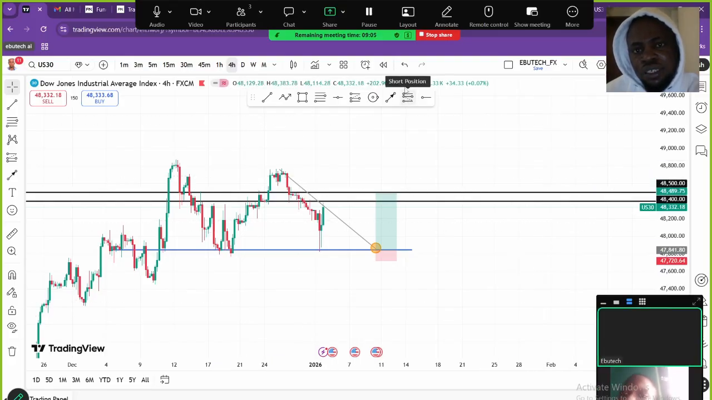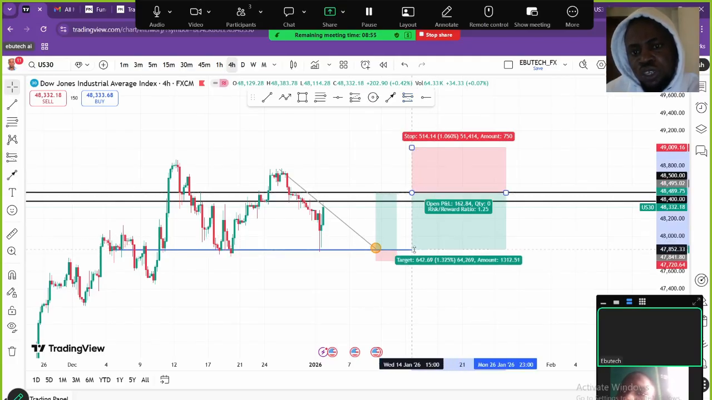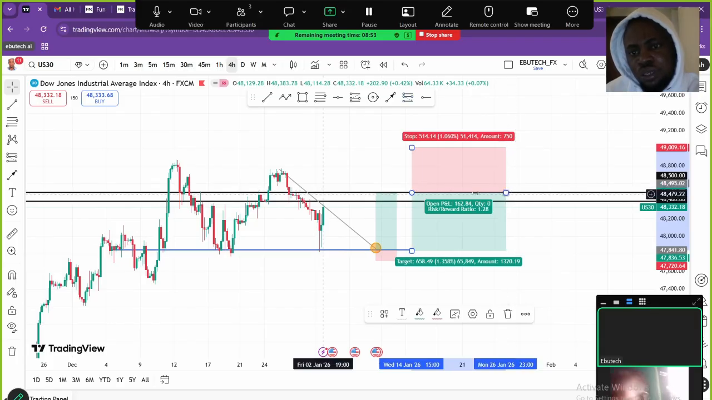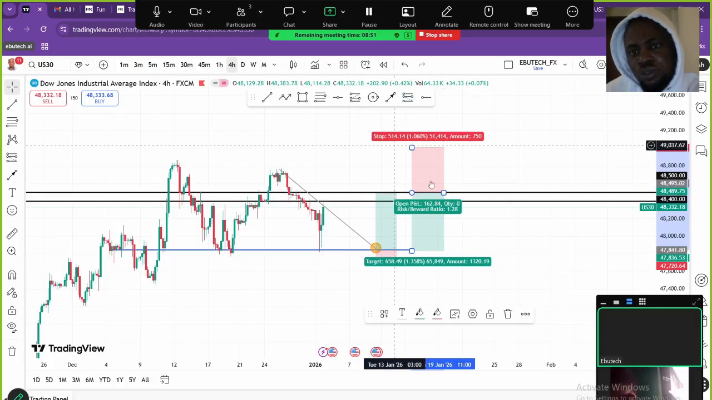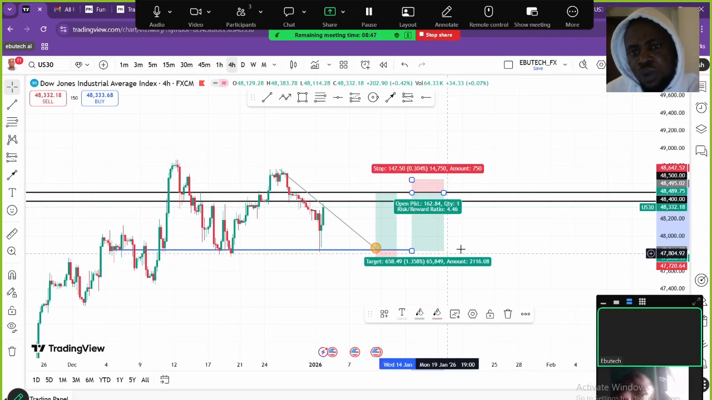Then this is a short position. This is the opposite of this one. This is a short position. What is this one? This is for the resistance when you want to sell. When you want to sell the market, this is a short position. Once the market gets here, you can now sell it.